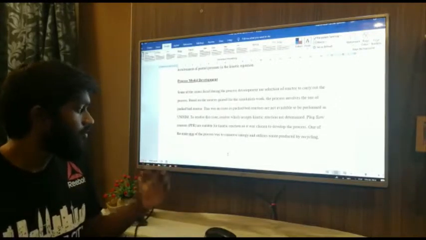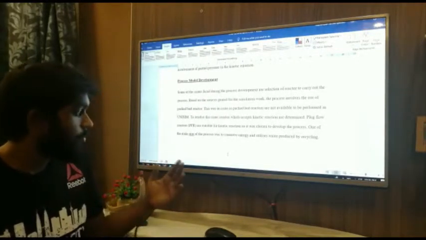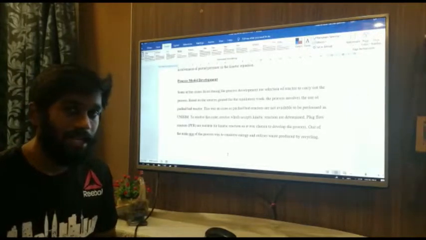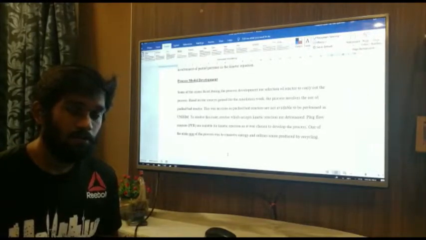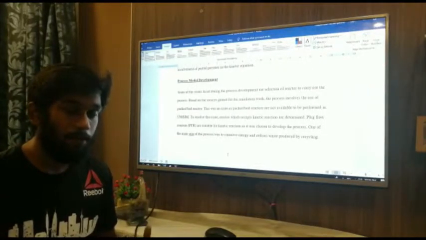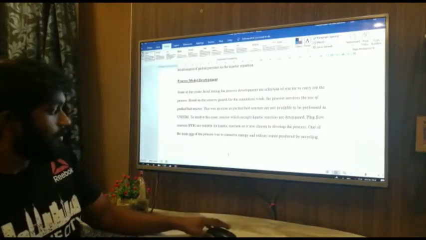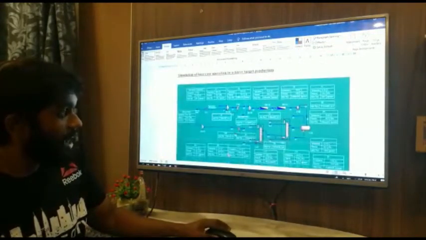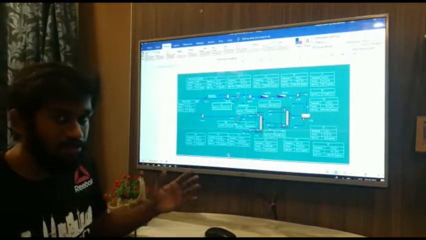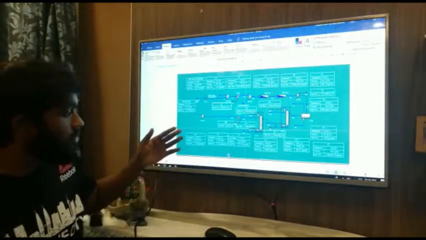One of the other main aims for the process was to conserve and utilize the waste product by recycling. As an engineer, we must reduce wastage and conserve energy so that the product will be more successful. Lastly, I'm showing you the complete process from the UniSim software. This is an exact screenshot from the UniSim software.